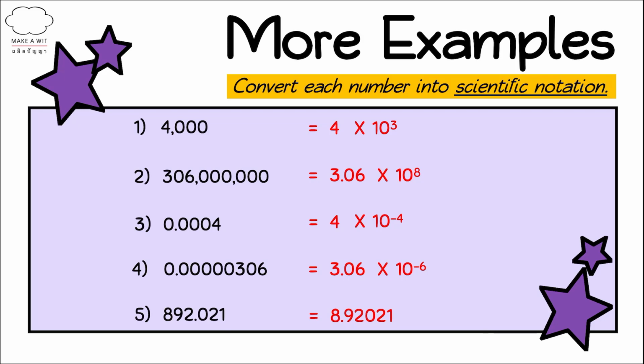Times 10 to the power of, you change, right, from big to small. So same, big to small. It will be positive. Very good. So 10 to the power of 2. You change the decimal point 2 places. 1, 2. See?